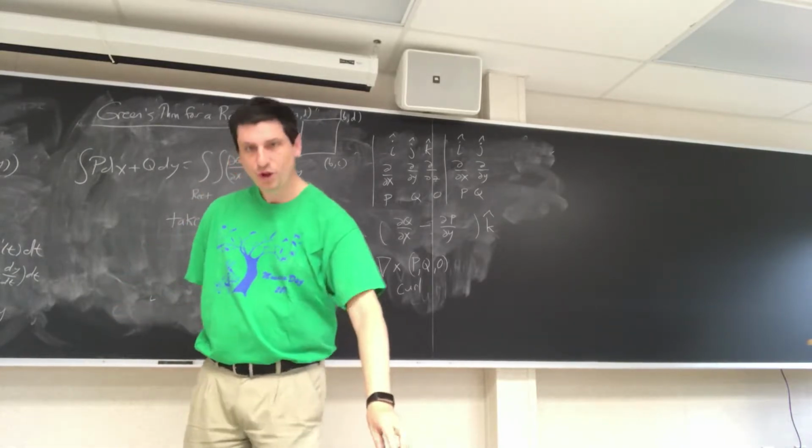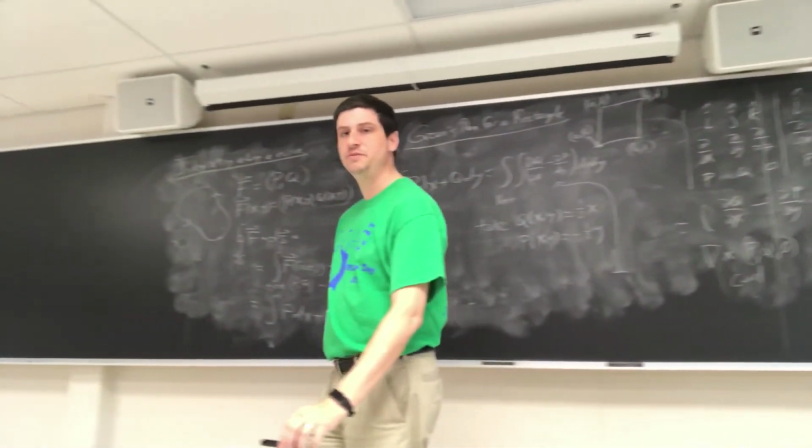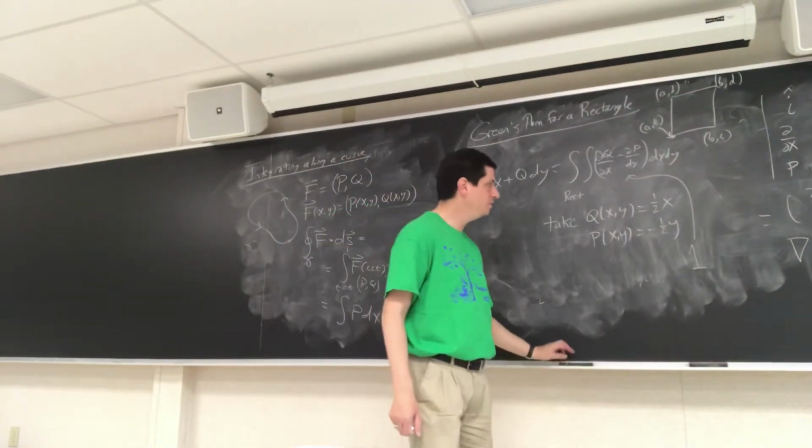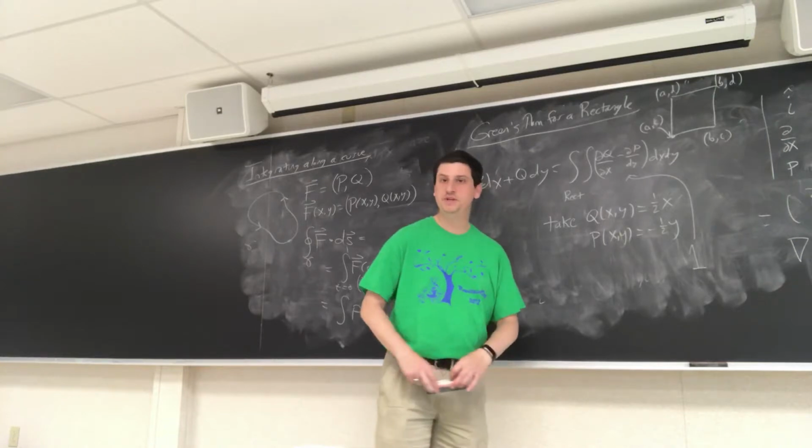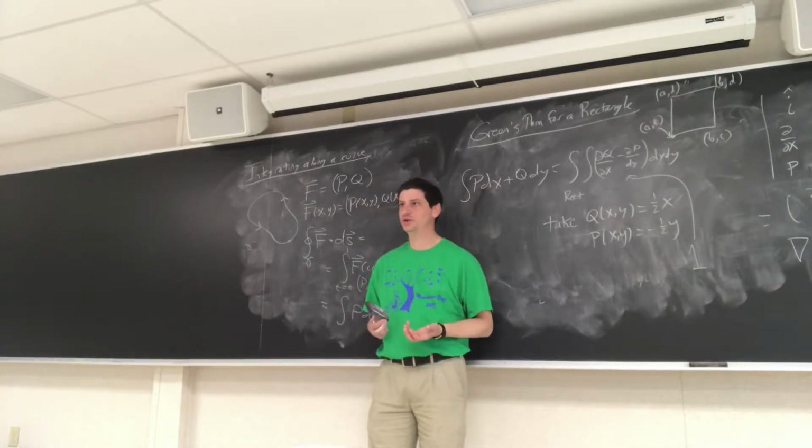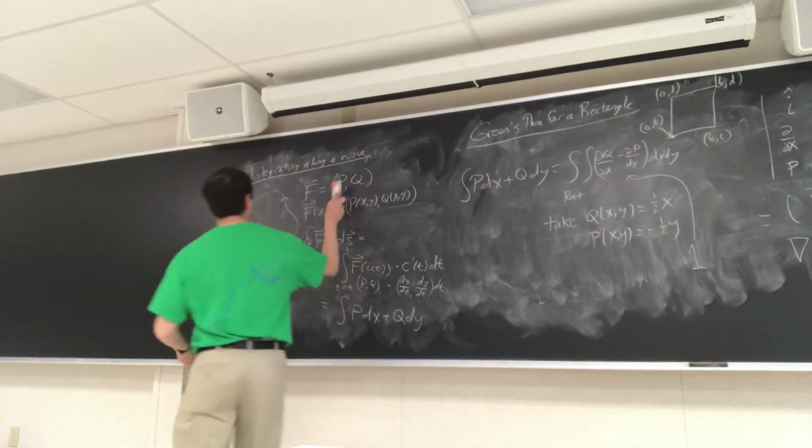Okay. So we've at least now stated Green's theorem. We have some idea of why it might be useful. We have some idea of how to interpret what's going on. Let's see the proof of this for a rectangle.